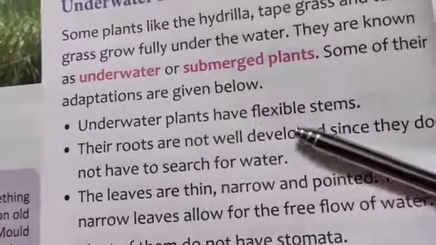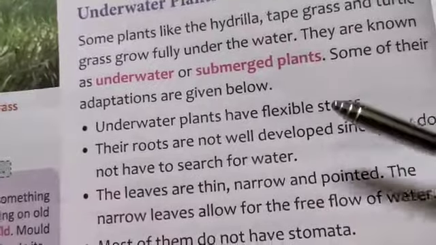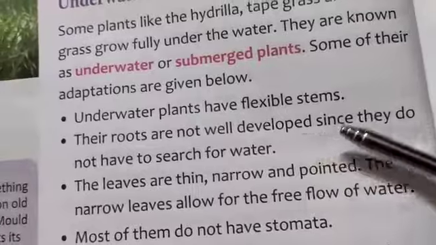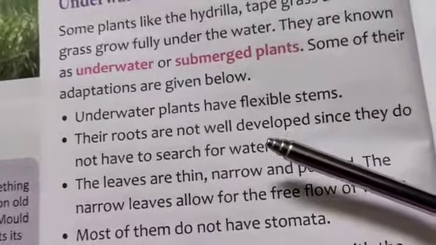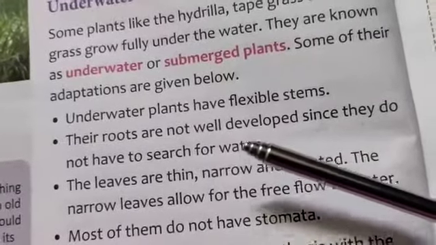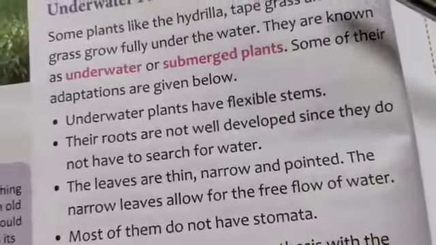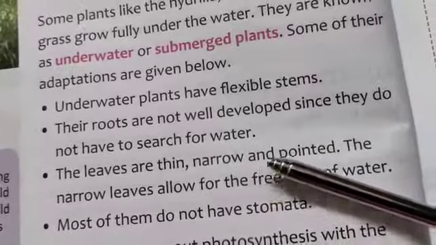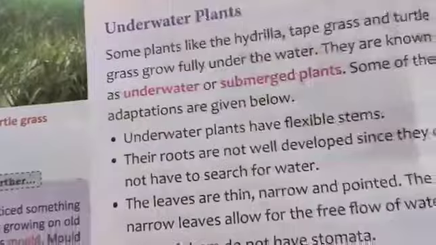Underwater plants have flexible stems. You can easily bend them. Their roots are not well developed since they do not have to search for water. What is the function of the roots? They do not need to look for water. They are inside the water only. The leaves are thin, narrow and pointed. Look at these leaves, thin, narrow and pointed.